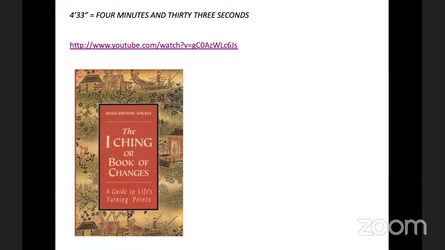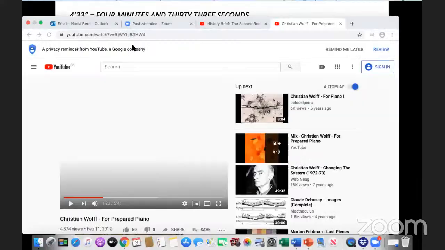So using the I Ching at that time was one reason why he came to this length, 4'33". But then there was another, and we'll have a look at that right now.